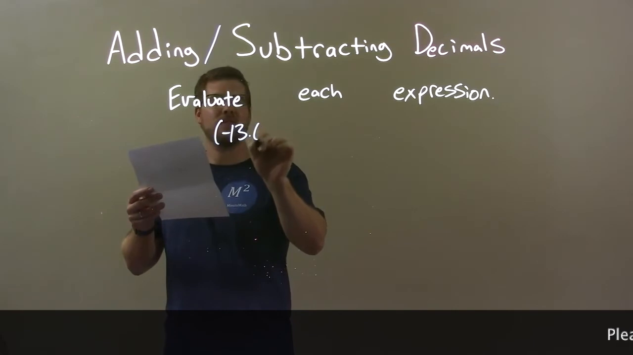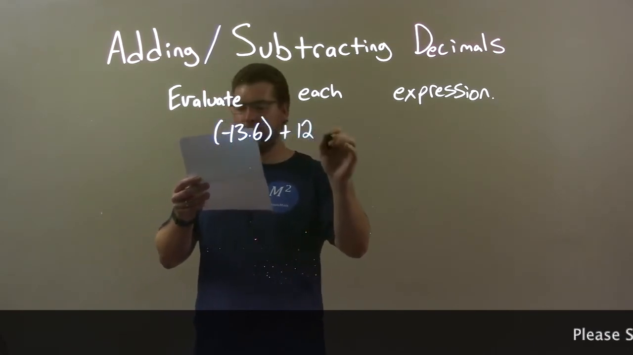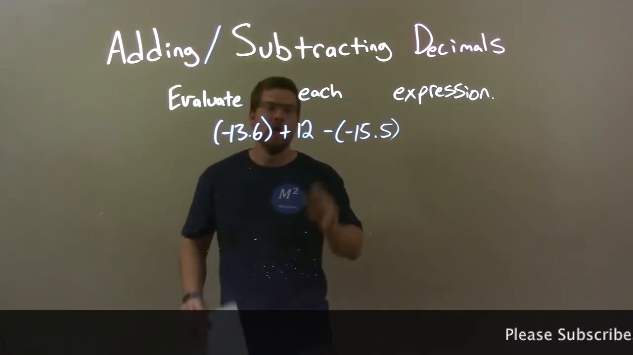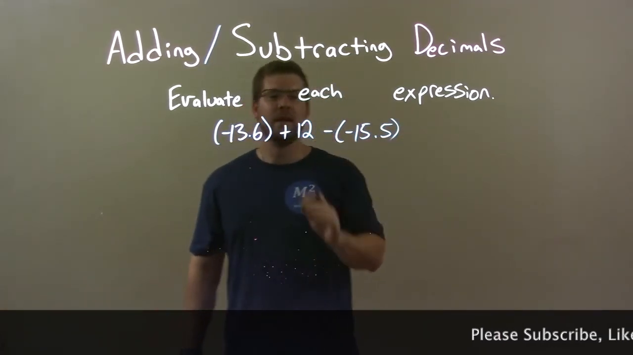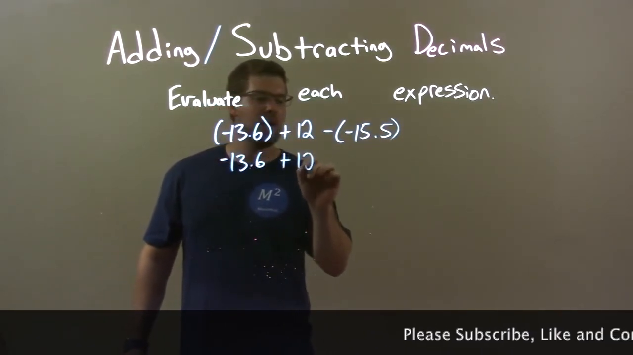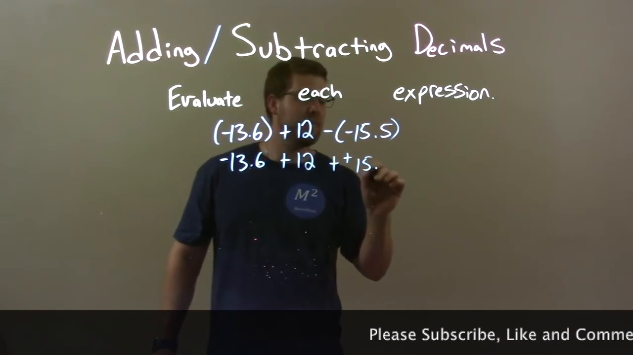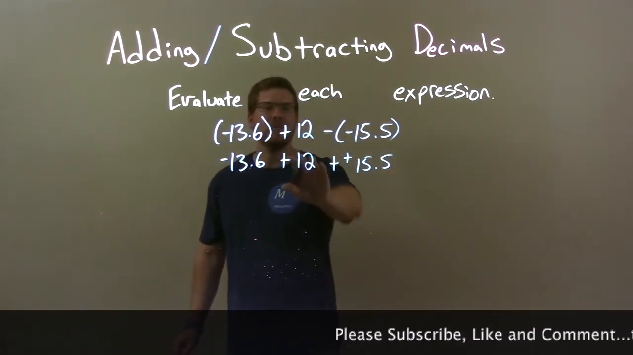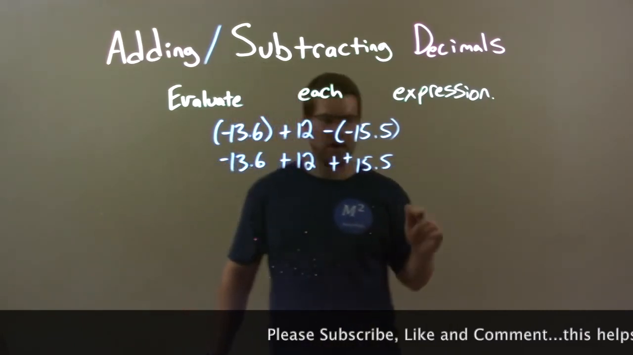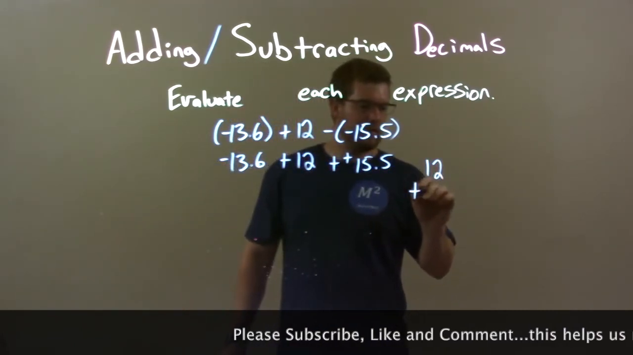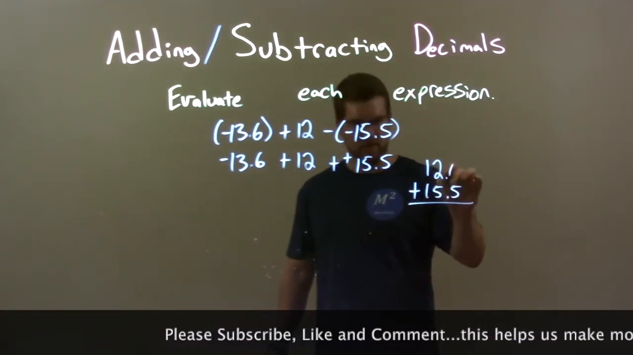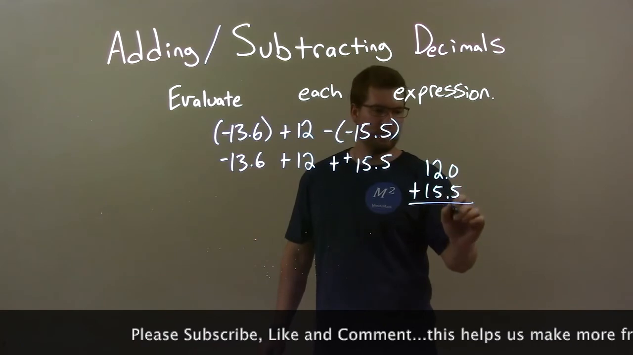Negative 13.6 plus 12 minus a negative 15.5. All right. First thing I do here is, minus a negative is the same thing as adding a positive. So negative 13.6 plus 12 plus a positive 15.5. Okay? Well, since these two numbers are positive, I'm just going to add them together first. I'm going to deal with that on the side. 12 plus 15.5. Make sure the decimal points line up. We have 12.0, so put a 0 there to match it. 0 plus 5 is 5.